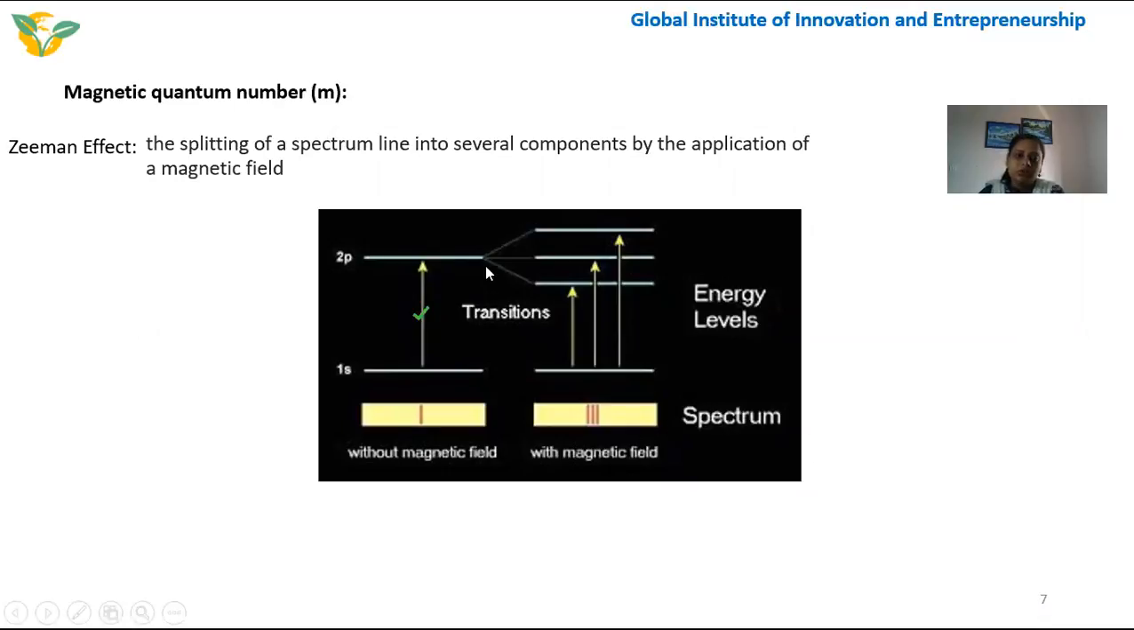This is because the 2p subshell gives 3 different energy levels, which explains the 3 different transitions from ground state to excited state, which gives 3 more spectral lines in the spectrum.